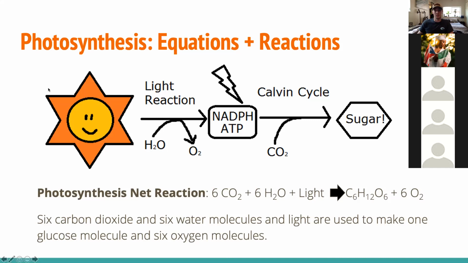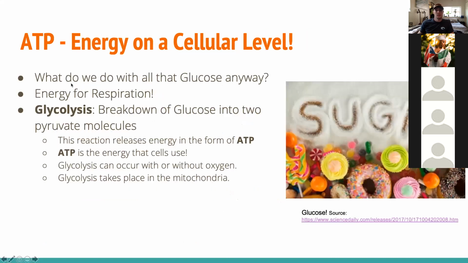This is a nice little diagram of that. You don't need to worry too much about the NADPH part. So the total reaction is 6 carbon dioxide molecules, 6 water molecules, and light create a single glucose molecule and 6 oxygen molecules. And so glucose is created through photosynthesis, and then it gets used for respiration.